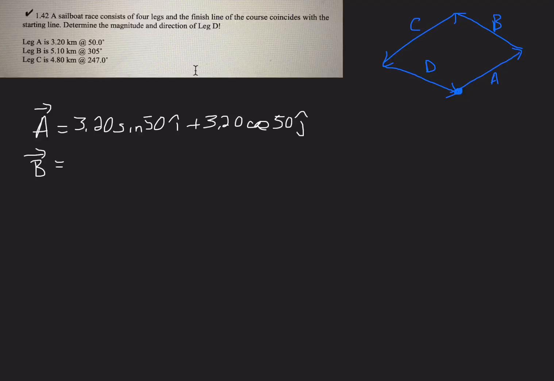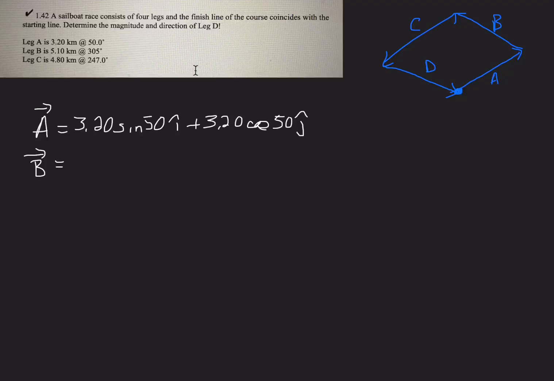So vector A would be 3.20 times the sine of 50, that'd be i hat, and then plus 3.20 cosine of 50, and that would be our j hat. Vector B would be likewise. So we have this nice pattern: i hats are sine and j hats are cosines, as long as the angle is from north, if you remember that.